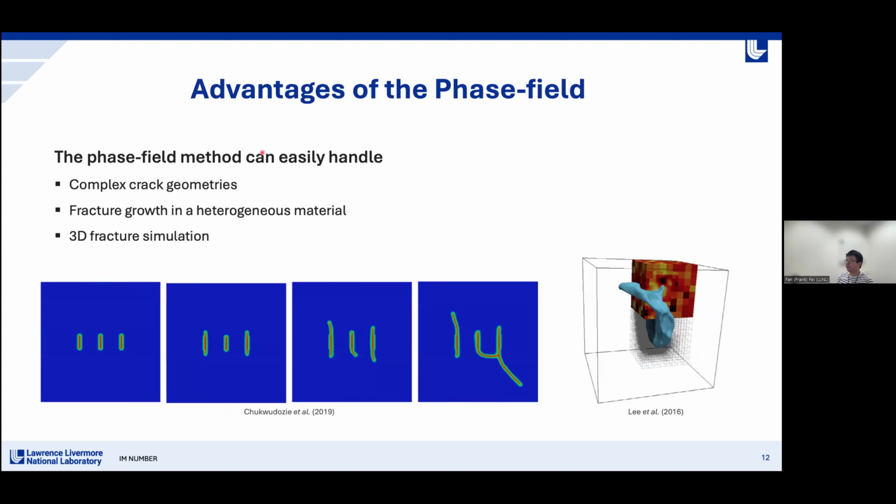Because of all these features, the phase field method performs pretty well in modeling fractures, especially when the fracture geometries are very complex, like what's shown in this left figure. It can also easily handle fracture growth in heterogeneous materials, and the simulation can be simply extended to 3D. With all this, the phase field method is becoming more and more popular, and we see increasing applications to model geological fractures in the past decades.